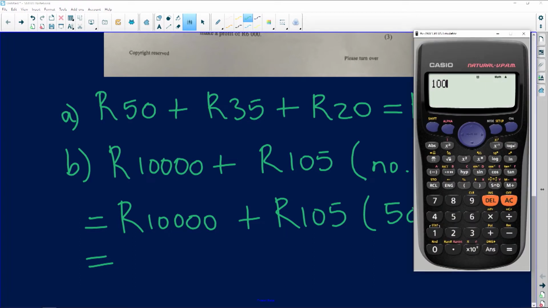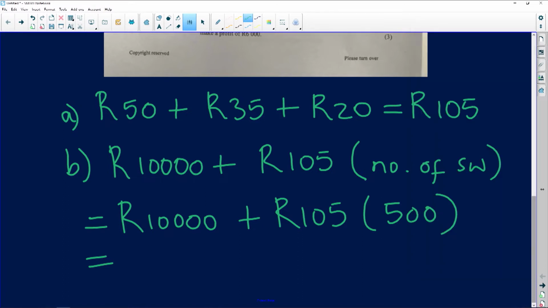So that's 10,000 Rand plus 500 times, sorry about that, it's 105 times. Whether I say times and I put a bracket, or whether I just say times, it should still give me the same answer, because the bracket represents multiplication. That gives me 62,500 Rand. So we know that it's going to cost her 62,500 Rand in order for her to come up with these sets.